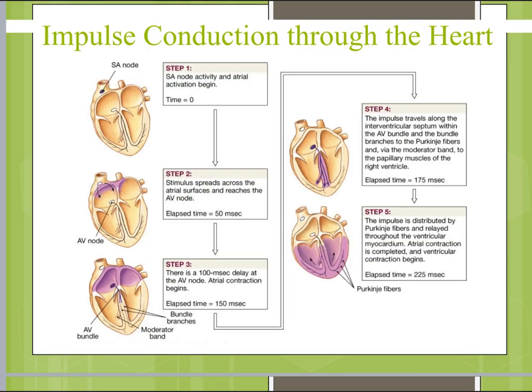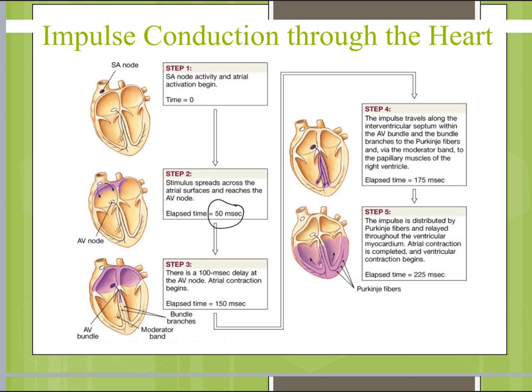Let's elaborate on that impulse conduction through the heart. Let's put it to step with a little more detail and to time. So at time 0, step 1, the SA node activity and atrial activation begins. So we're firing that first action potential. Step 2, those action potentials, that stimulus spreads across the atrial surfaces and reaches the AV node. This takes about 50 milliseconds.